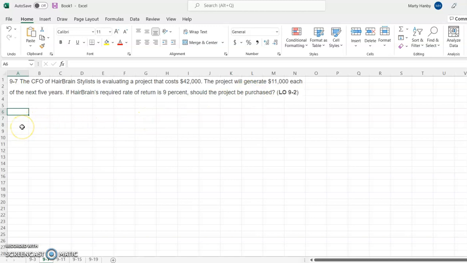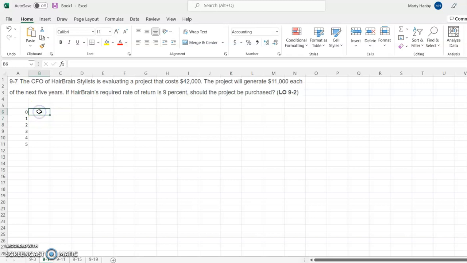So we start out here, we have 0, so that's the initial year, and 1. And then we highlight both cells and use the cross and drag it down to 5. I'm going to go ahead and make these cells comma style so it enters them correctly.